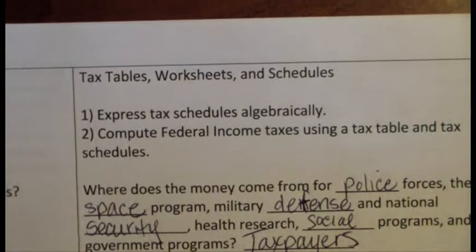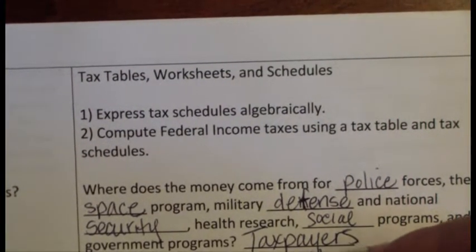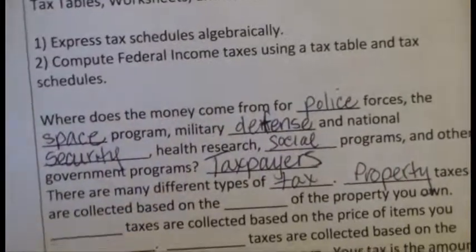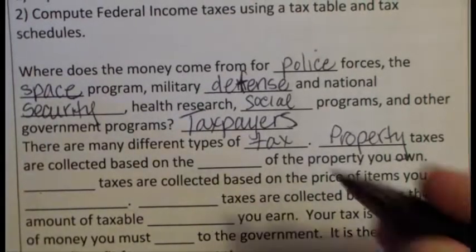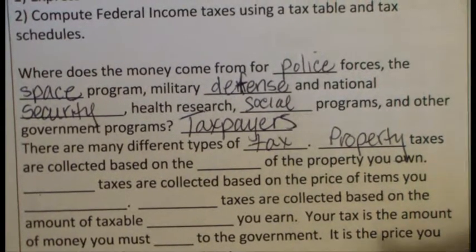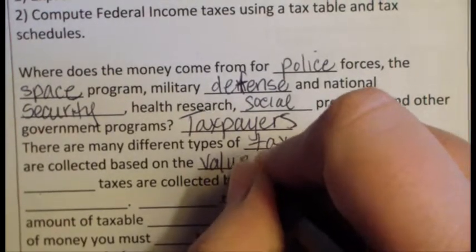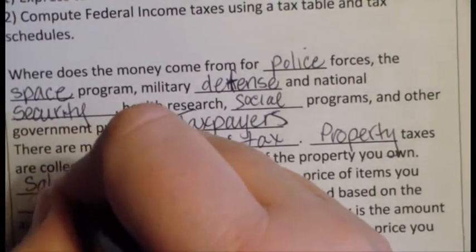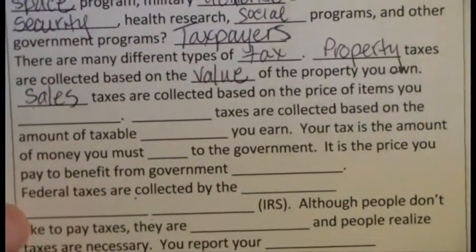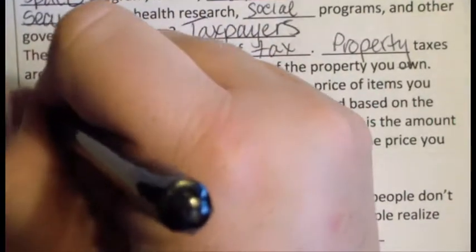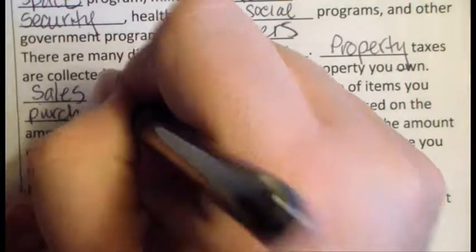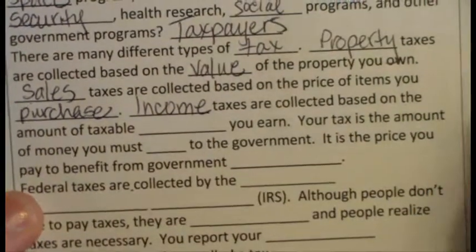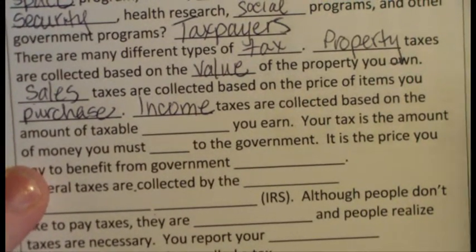There's many different types of taxes that you'll pay throughout your life. There's property taxes, which are taxes that are collected based on the value of the property you own. Sales taxes are collected based on the price of the items you purchase. Income taxes are collected based on the amount of taxable income you earn.